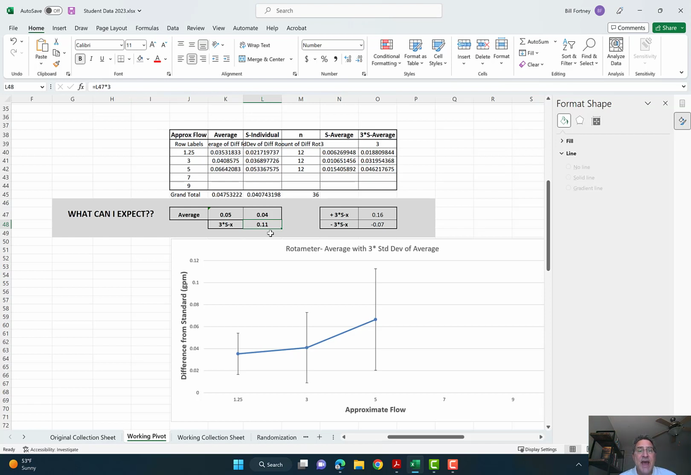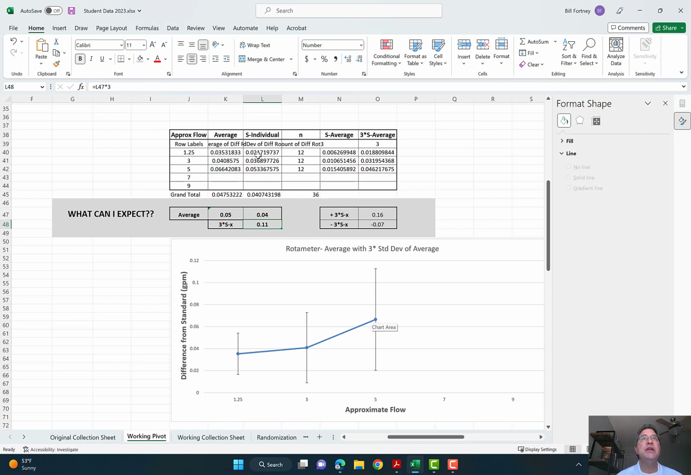That's what I could expect for my accuracy. Okay, do you see that? The big thing to see is, number one, when you're comparing averages, you need to use the standard deviation of the averages. When you're worried about an individual reading, you need to use this standard deviation.